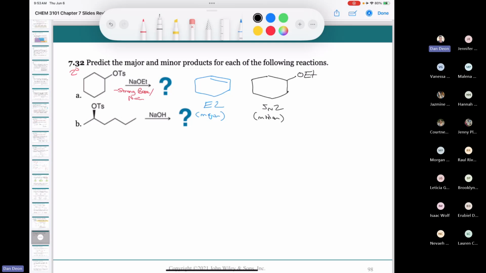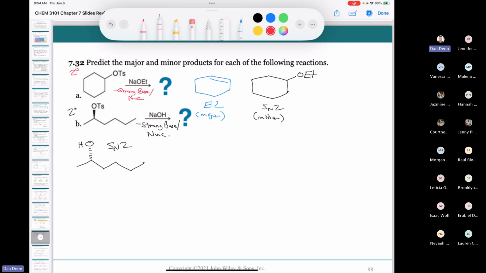All right, let's try the next one. We have a secondary tosylate. We have hydroxide, which is also a strong base and strong nucleophile. And so if it's secondary, just like the first one, the elimination is going to predominate, and we're also going to get some substitution. I'm going to draw the substitution product first because that one's pretty straightforward. We're just going to have an inversion of configuration, and we're going to have our hydroxyl here. And so that is our SN2 product.